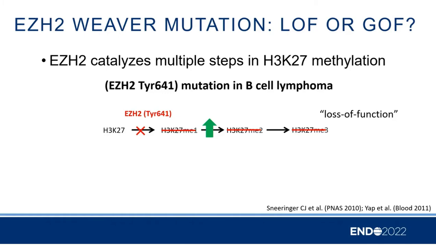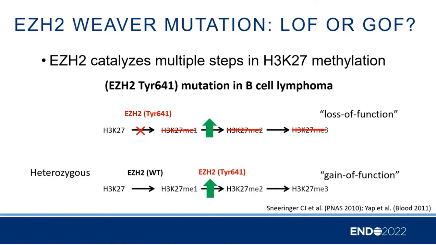And so if you just look at the mutation, it would look like a loss of function because it can't perform this first reaction. But if you look at it in a heterozygous state, because the wild type is present, it would be able to perform this first step, and then the second step is enhanced, so it will look like a gain of function. And so we just need to be aware of this.